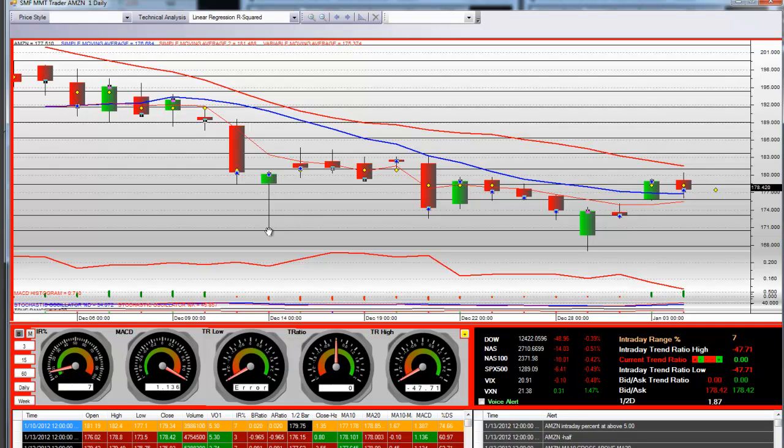Yep. But there's enough volatility in Amazon that it can go down there and hit you. If you get hit, you're like guaranteed money. You're guaranteed money. You're right.